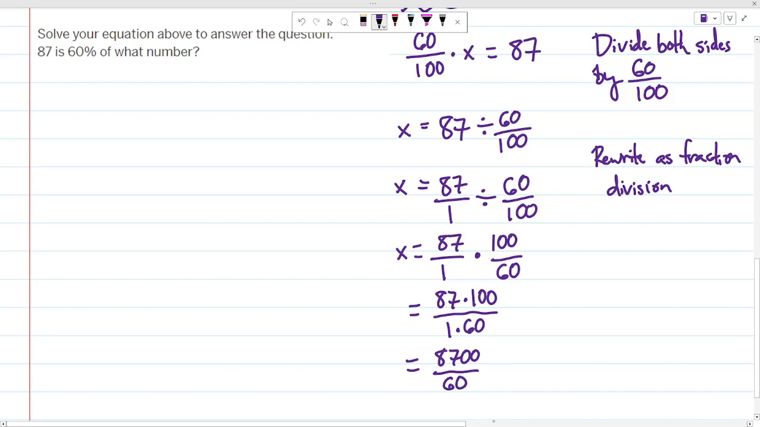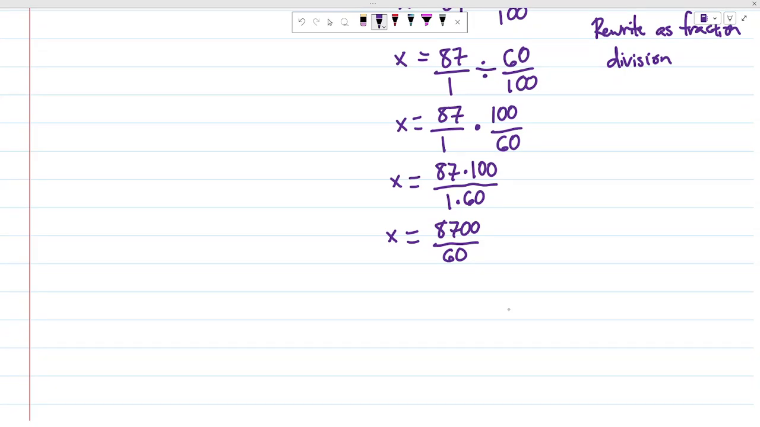And for this one, we'll actually go ahead and put it in a calculator. So you can use the Desmos Scientific Calculator. And I forgot to put my x here. So when you do this, you should get that x is 145. So try that in your calculator, 8,700 divided by 60. Make sure you get 145.